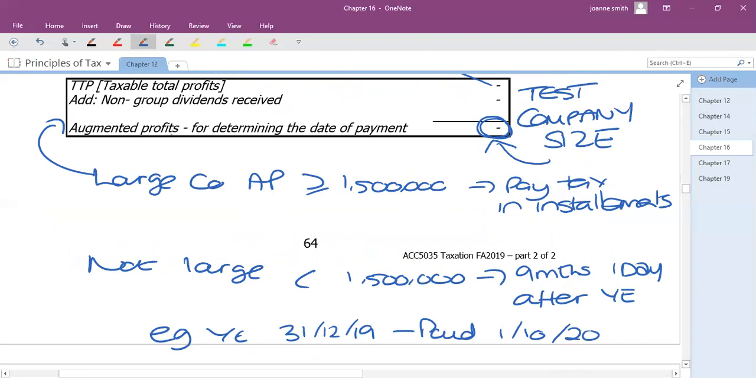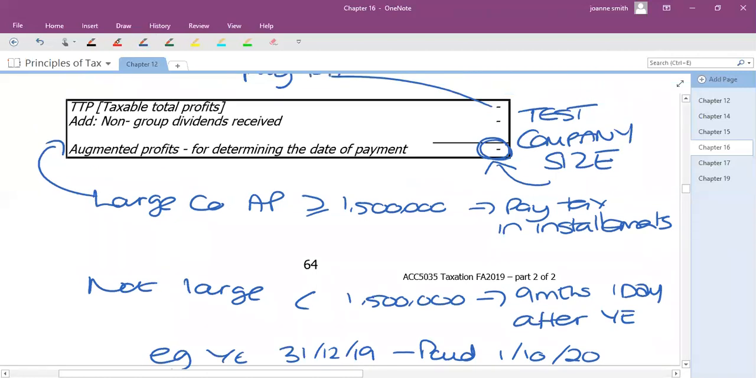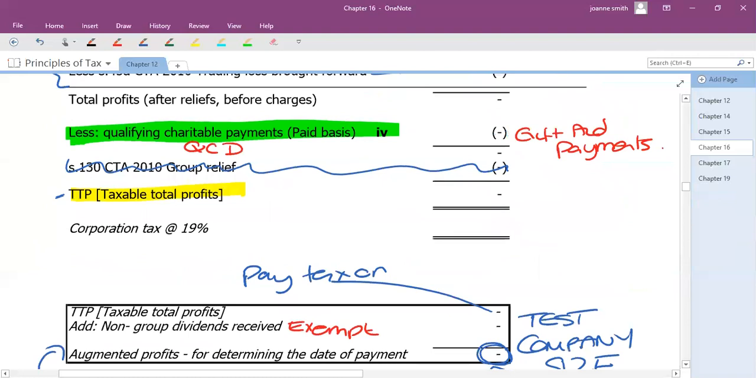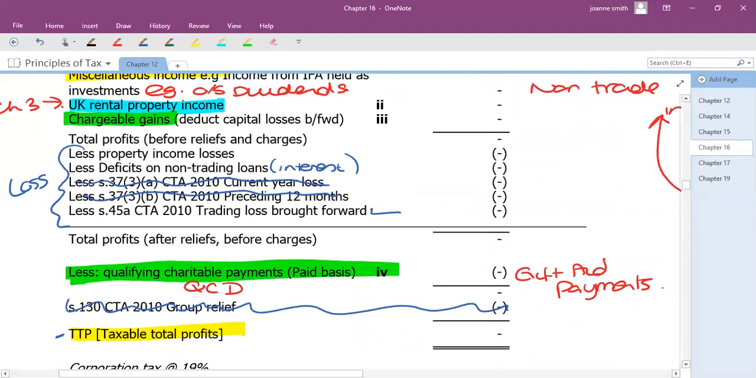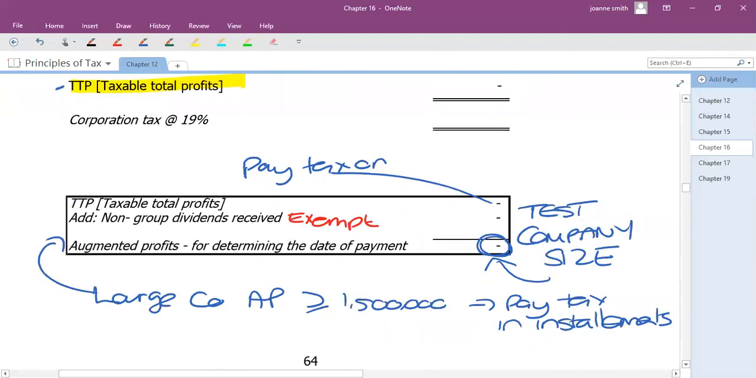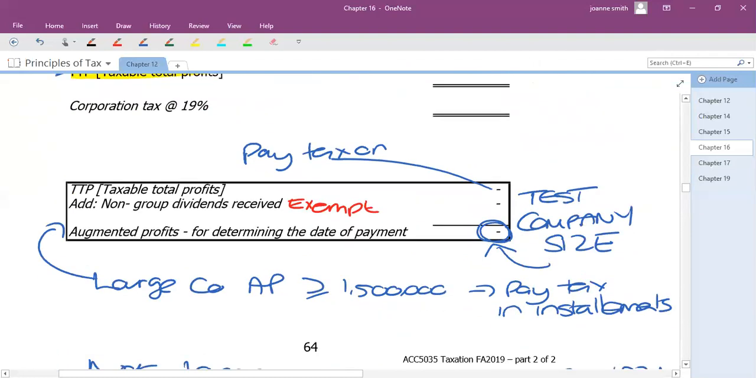So if you were given a question where they said to you, right, work the tax out, and now I want you to tell me when I've got to pay it, you just have to do this little bit at the end. But remember, these dividends, they are exempt from tax. So these dividends received are not in this computation here unless they're overseas dividends. So UK dividends are not taxed for a company, but they are used to test the company size because they are part of the company's income.